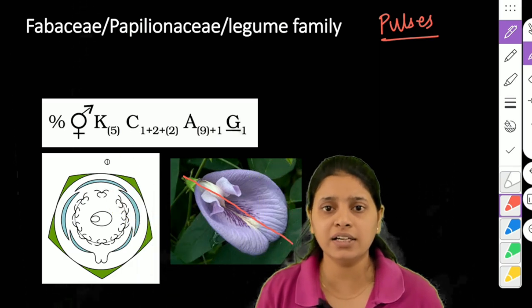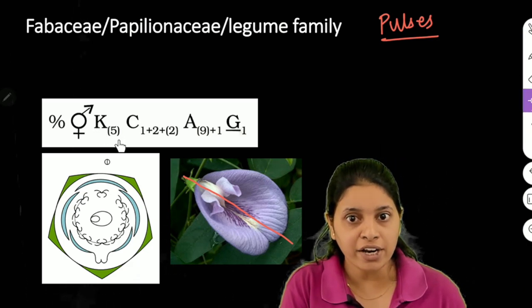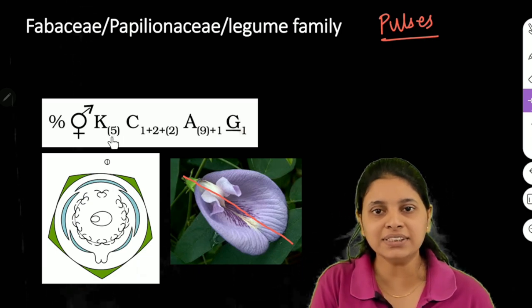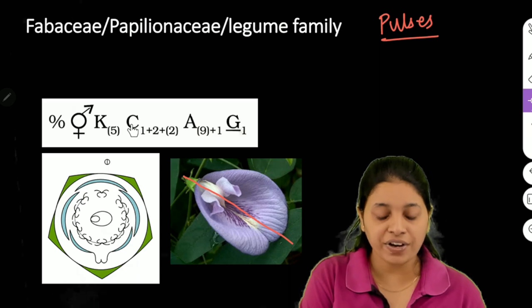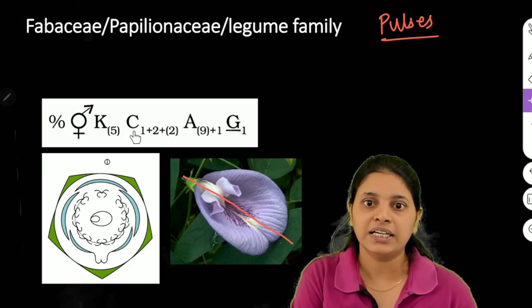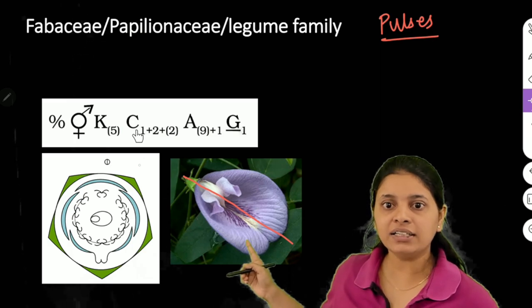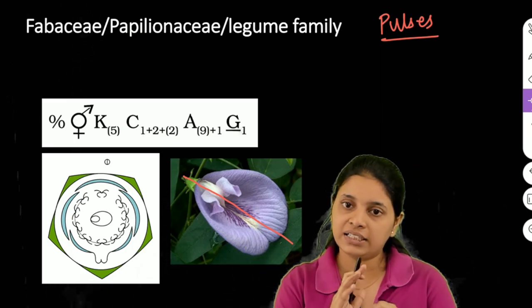So as you can see here, we have K, that is calyx, 5, that means there are 5 sepals, and there is a bracket, that means the sepals are united, they are fused. Next, we have corolla, that means it will have petals. There are a total of 5 petals. As you can see here, this is the largest petal over here. This is called the standard and it is the outermost.